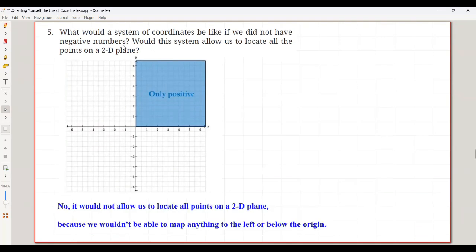The second part is they are asking about all the points, not only the positive points. Only positive means it will lie only in the first quadrant, right? They're asking, would this system allow us to locate all the points on the two-dimensional plane, including negative ones also? The answer is no. It would not allow us to locate all the points in the two-dimensional plane because we would not be able to map anything to the left or below the origin. That means the second, third, or fourth quadrant. Okay, that is the answer. You don't need to get confused with so many things.